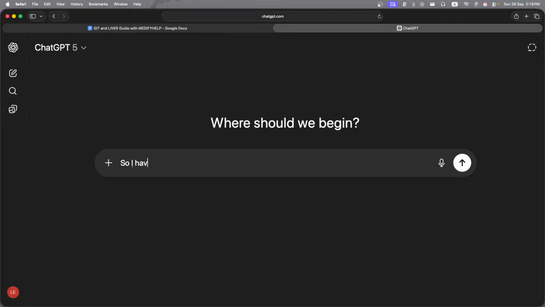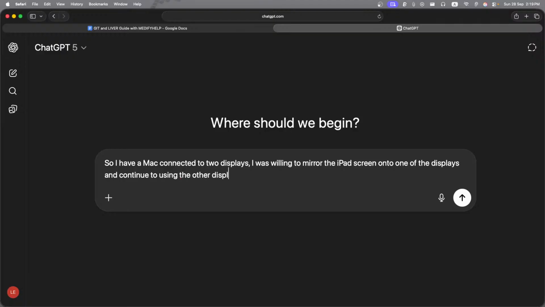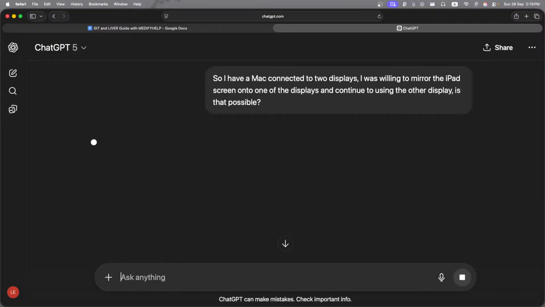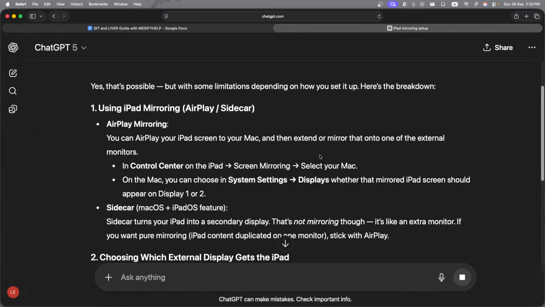I have a Mac connected to two displays. I was willing to mirror my iPad screen onto one of the displays and continue using the other display. Is that possible? Let's see. Oh, okay.